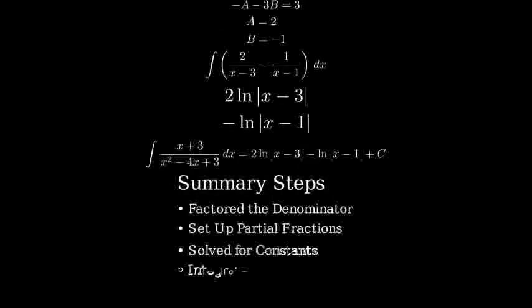In summary, we successfully solved for the integral of x plus 3 over x squared minus 4x plus 3 using partial fraction decomposition. We factored the denominator, set up partial fractions, solved for constants, and integrated each term step by step. With practice, mastering this technique will make solving complex integrals much easier.